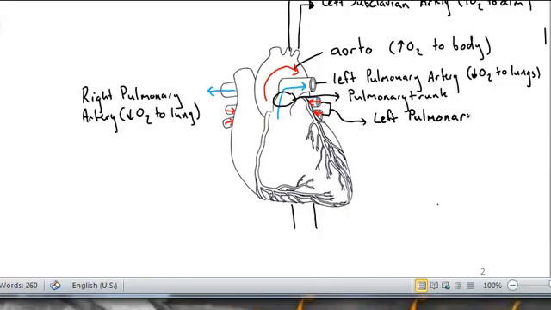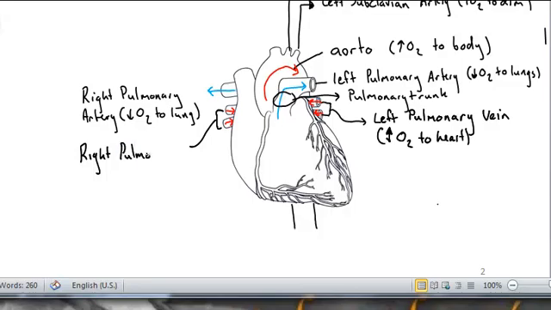Veins bring things back to the lungs, or sorry, back to the heart. And this is going to be high O2 to heart. And again, on this side, it's the right pulmonary vein bringing it back to the heart. And because it's coming back from the lungs, it's going to be high O2 to heart.